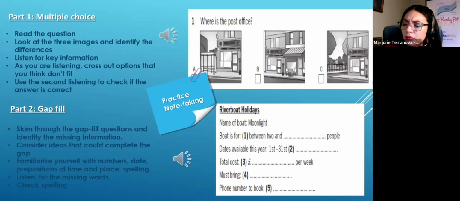Excuse me, is there a post office near here? Yes, there's a big post office on School Street. There's a fantastic little cafe next to it.